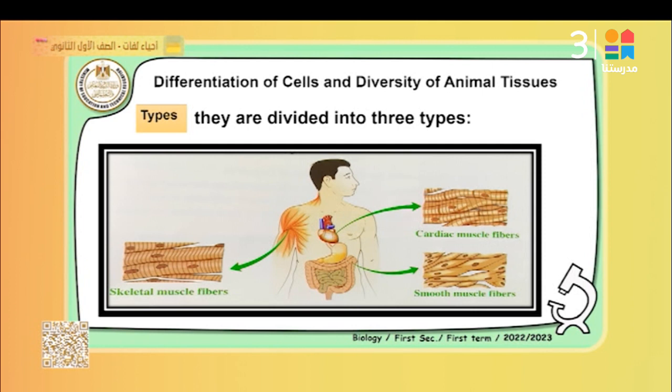Differentiation: cell diversity in animal tissue. Muscle is divided into three types. Striated muscle contains myosin and actin. Myosin is a thick filament, actin is a thin filament. So the skeletal muscle contains myosin and actin. Number one is skeletal muscles.